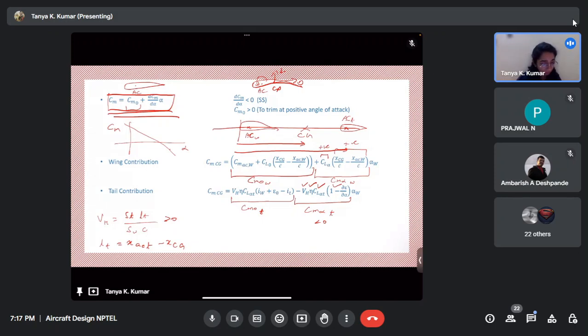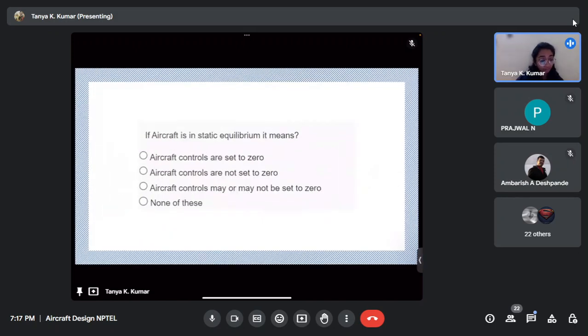Okay, let's move on. If an aircraft is in static equilibrium, it means aircraft controls are set to 0, aircraft controls are not set to 0, may or may not be 0, none of these. Just think about it. Take a minute and think about it.